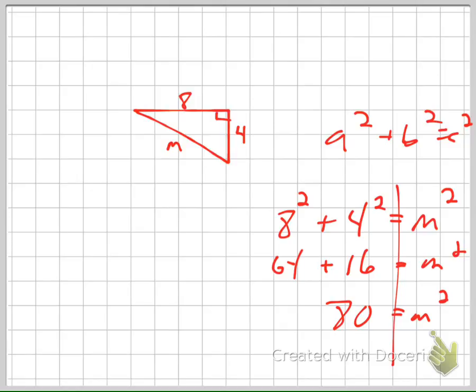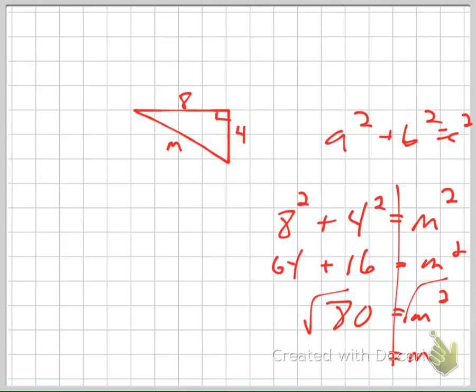And now you go, okay, what do I do now? What is the rule? I got to get m by itself. I square root m squared and I square root 80. So m squared square rooted is m. And then you go to the square root of 80 and you go, oh. We already know that that is called irrational, right? It's irrational. That's fine.